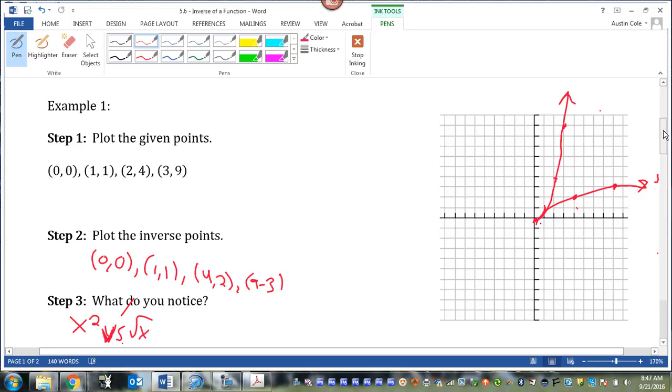0, 0, 1, 1, 2, 2, 3, 3, 4, 4. What equation is that? The linear equation, exactly. What's our equation for that? Yep. y equals x, right? So inverses are a reflection over the line y equals x.